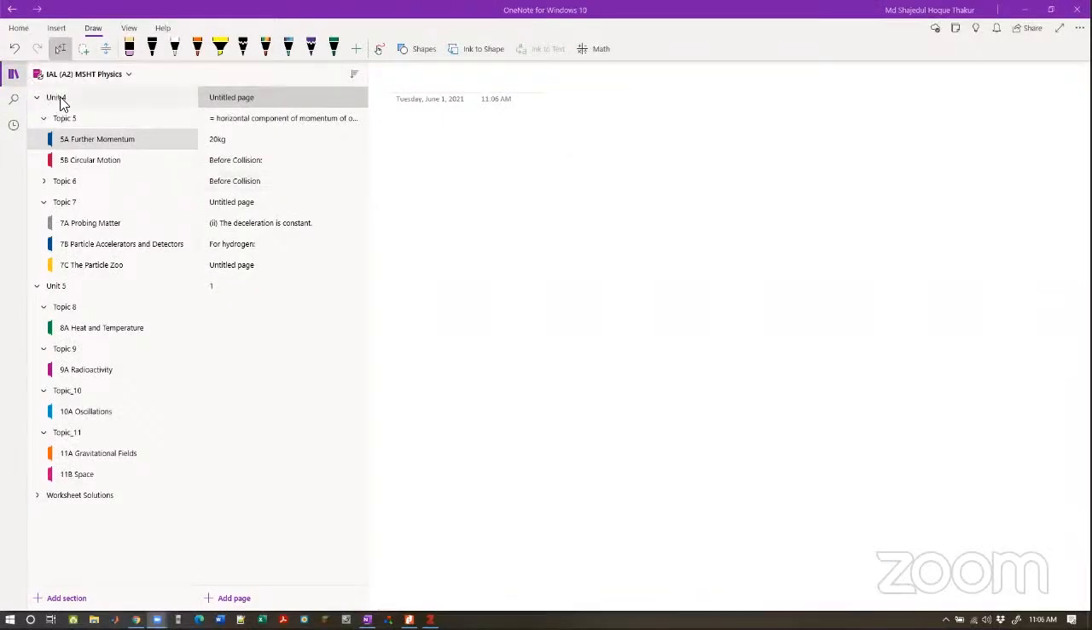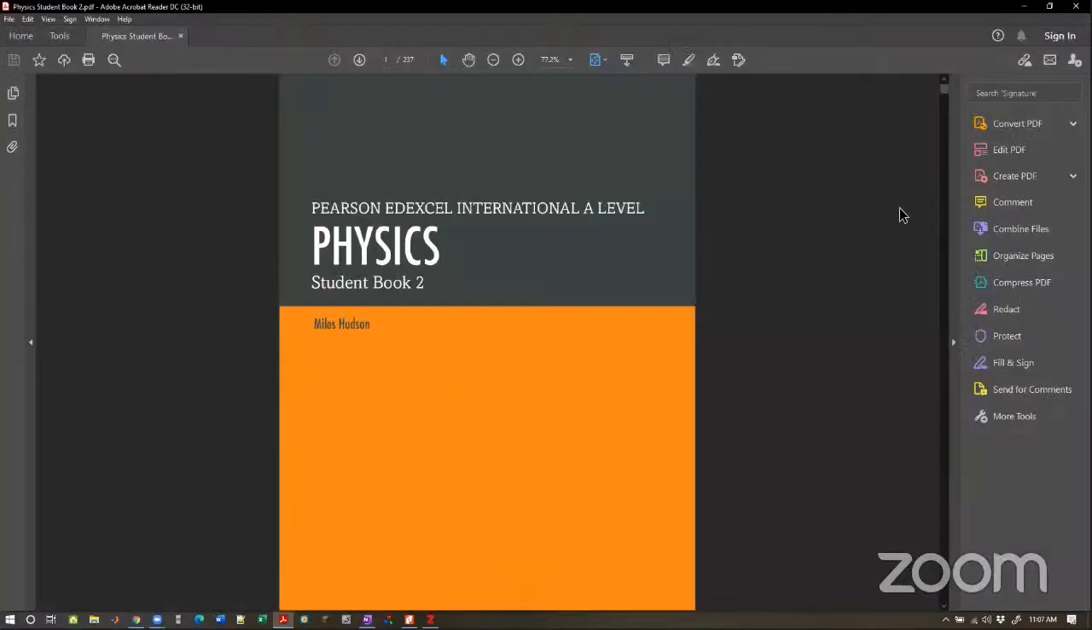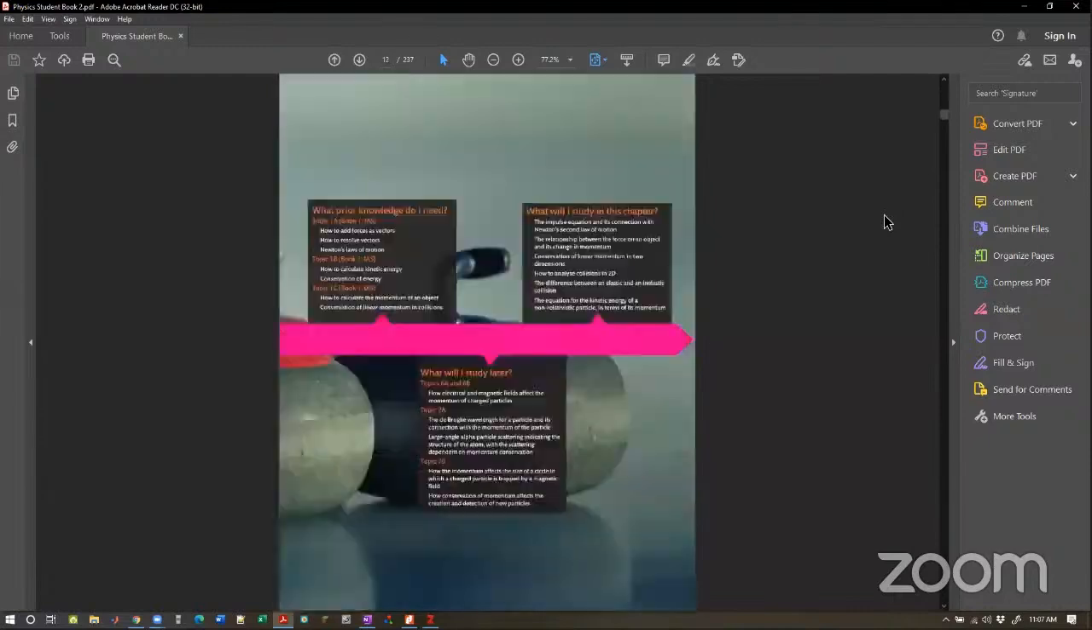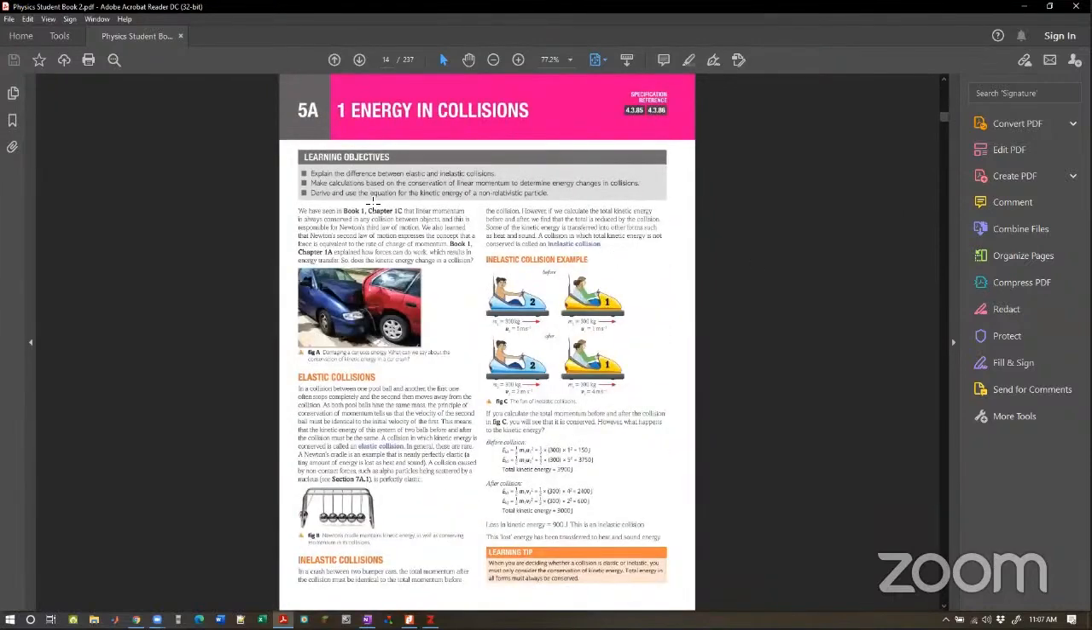Good morning, everyone. So today we start with Unit 4, Topic 5. We will start with 5A, Further Momentum. This is your student book. So if we go to the first chapter in 5A, which is 5A.1, and that is Energy in Collisions.